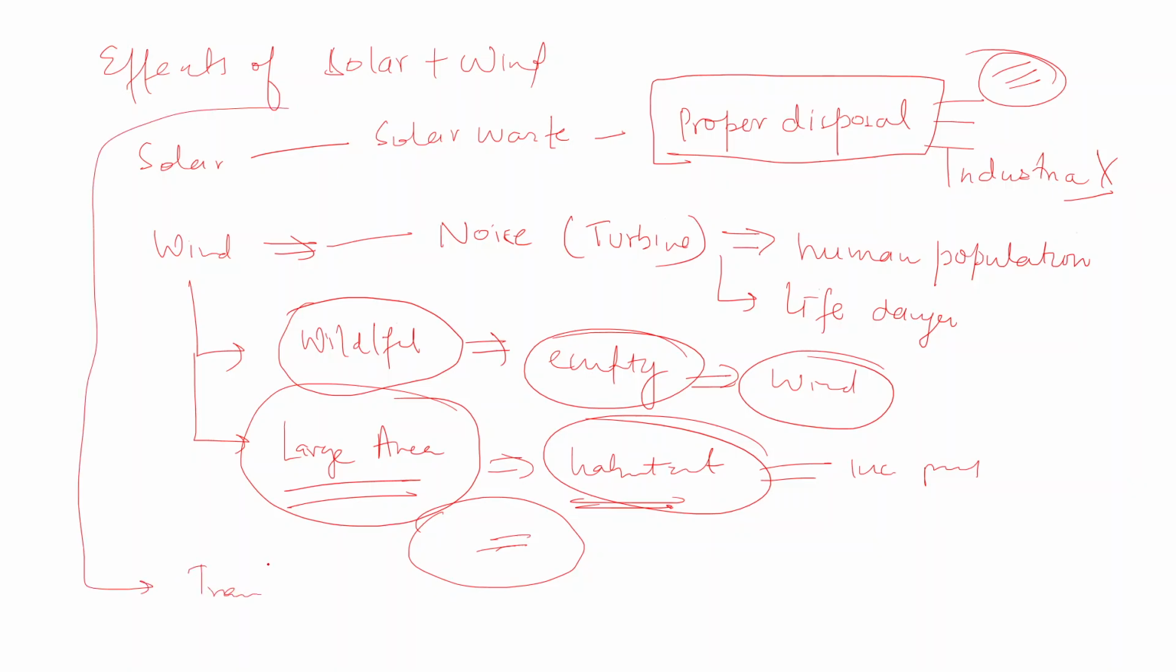of the blades, because these blades are very, very huge. तो transportation is also a negative aspect. How can we transport them? So these are all the negative effects.